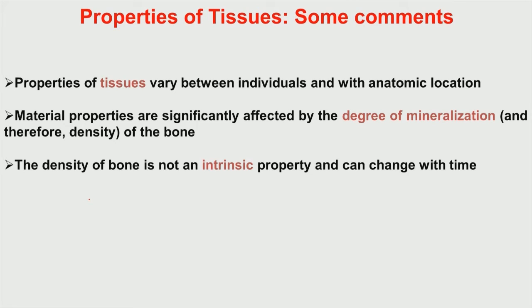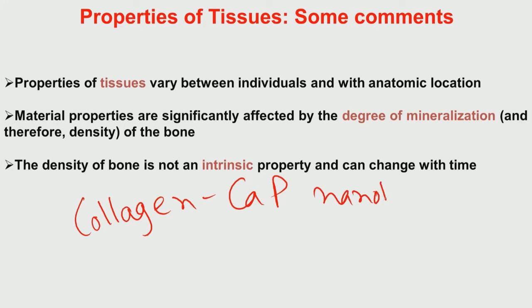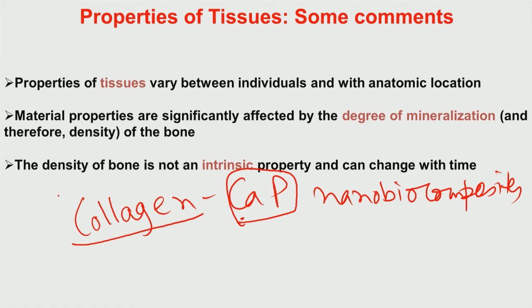Now, this bone, as I started discussing in the last module, is a collagen and calcium phosphate based nano biocomposite. Now, the presence of collagen actually provides the bone the required elastic modulus or elastic stiffness as well as the strength properties. The presence of collagen provides some other set of properties which I will discuss soon.